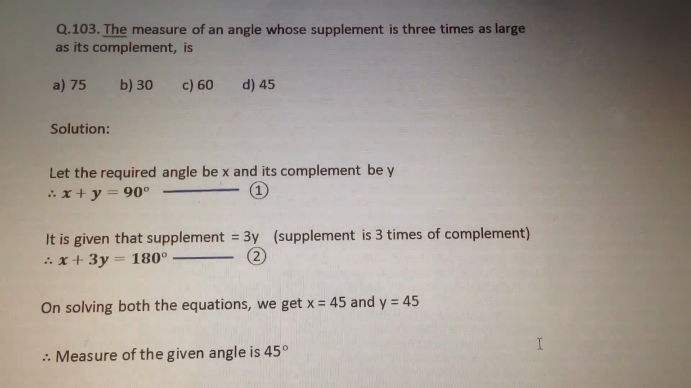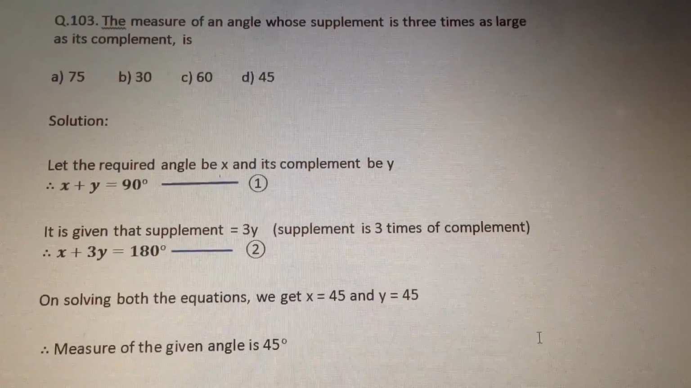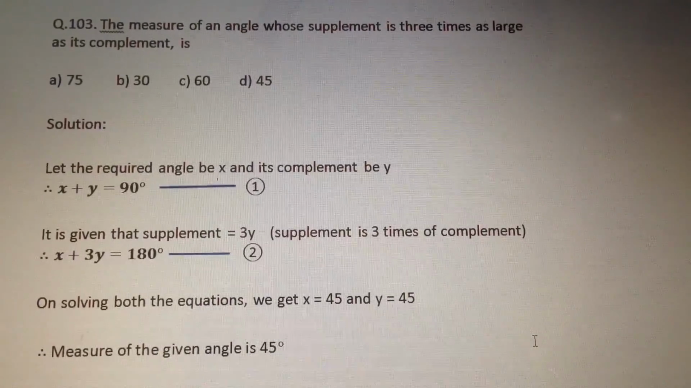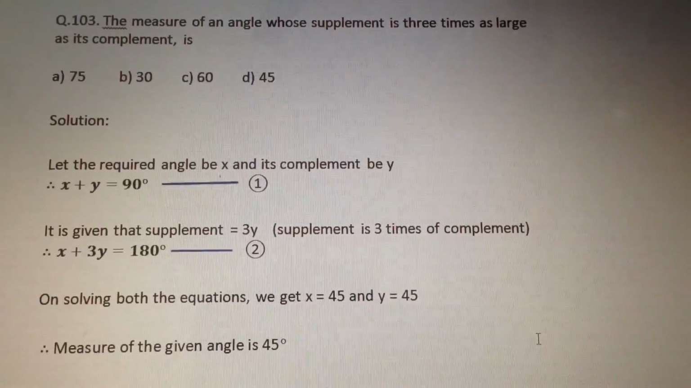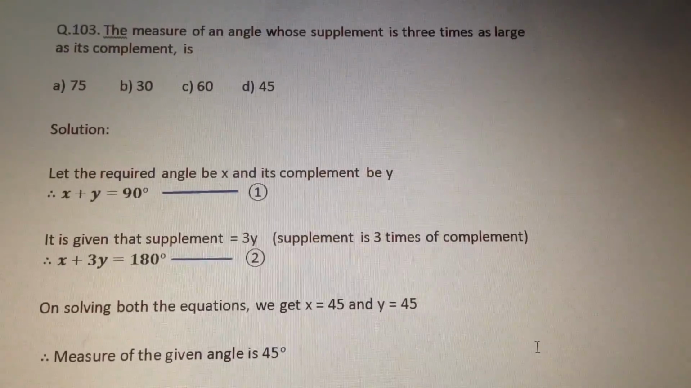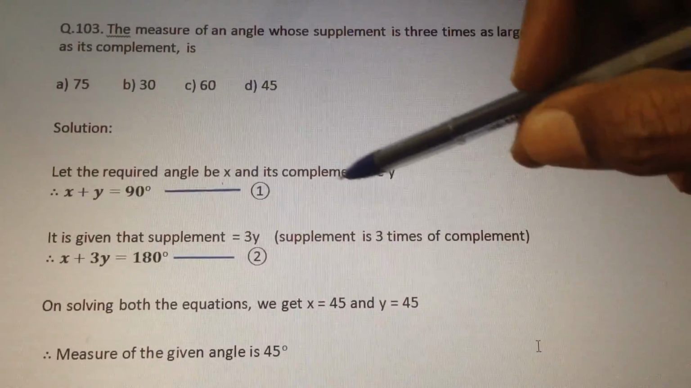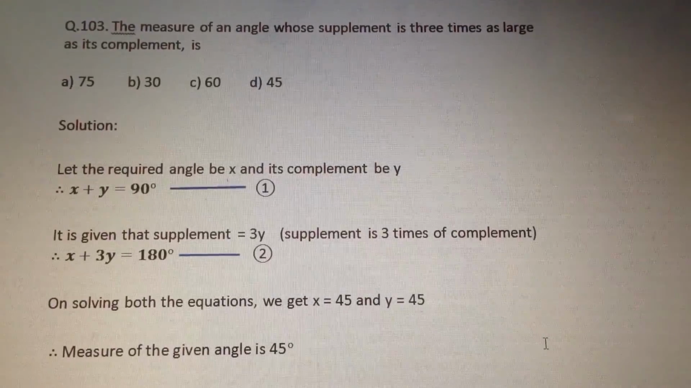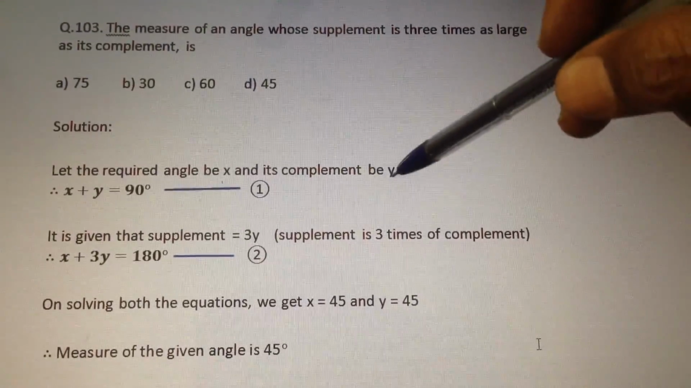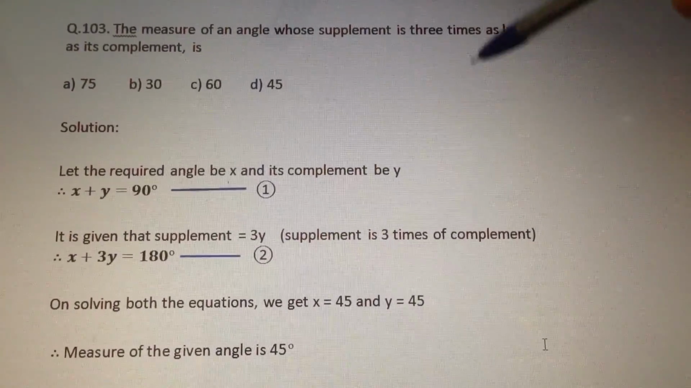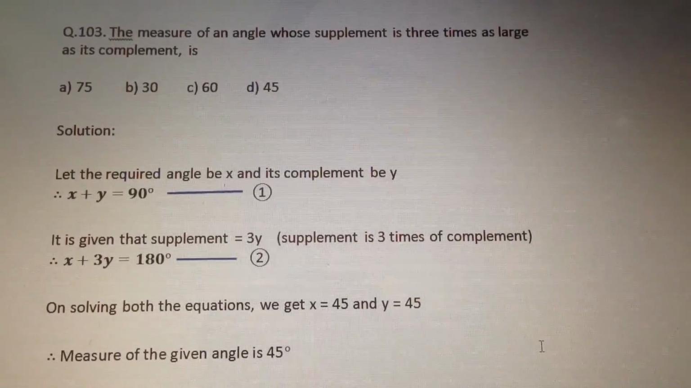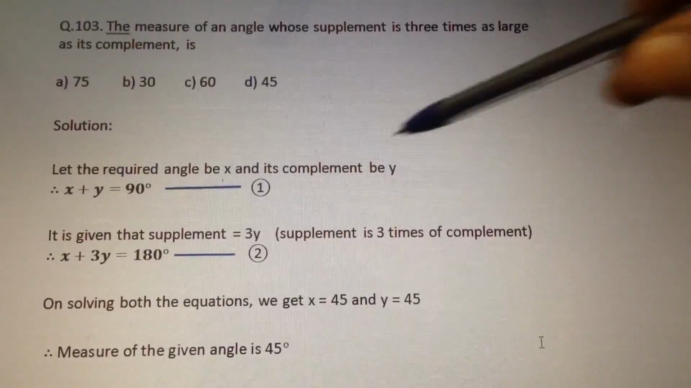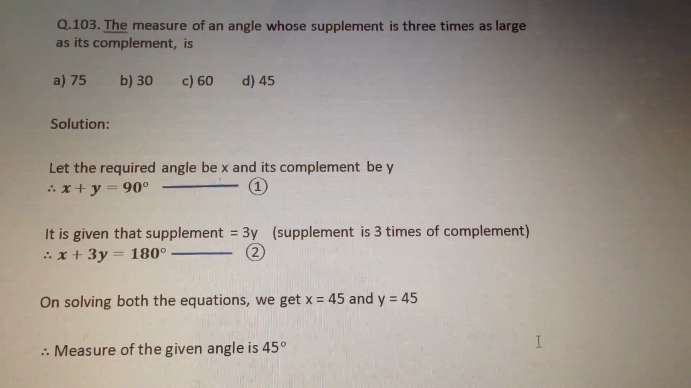Next question. The measure of an angle whose supplement is 3 times as large as complement is. Here is the solution. Let us assume the required angle is X and its complement is Y. When its complement is Y, its supplement becomes 3Y because it is given the supplement is 3 times as large as complement.